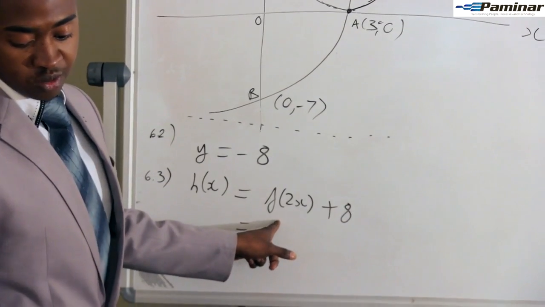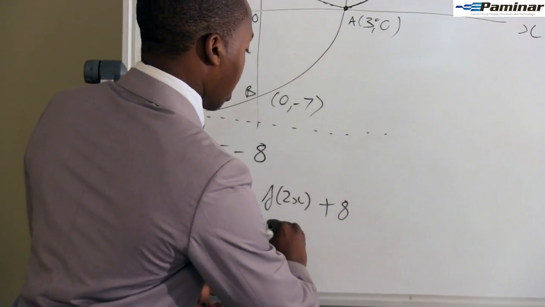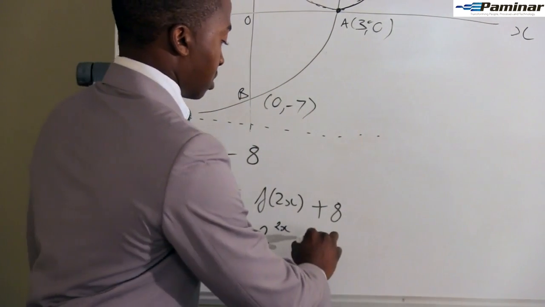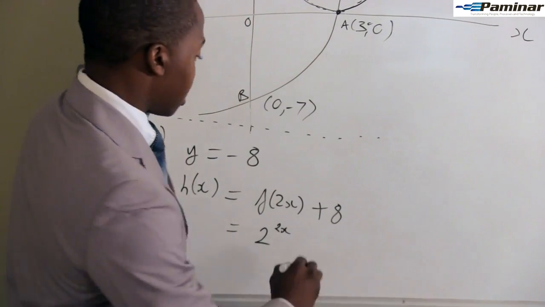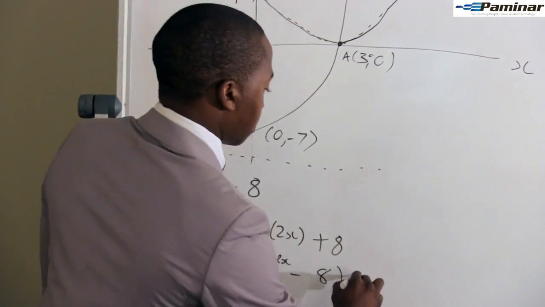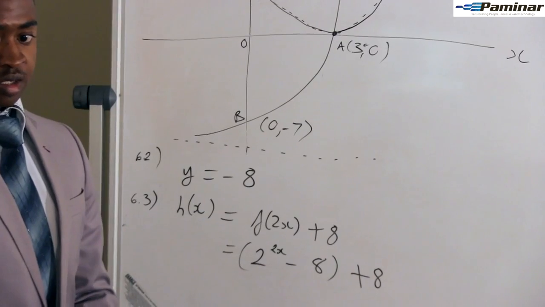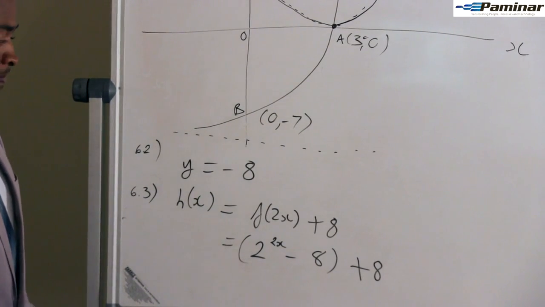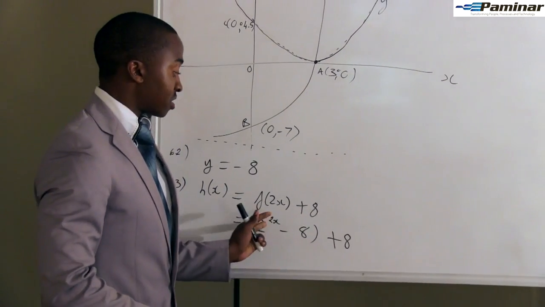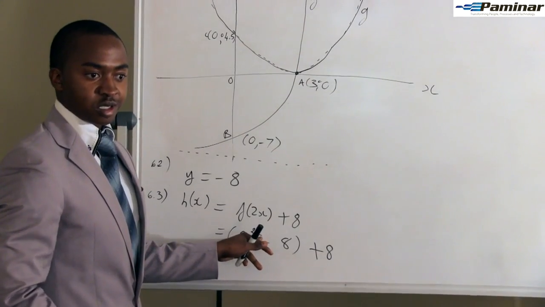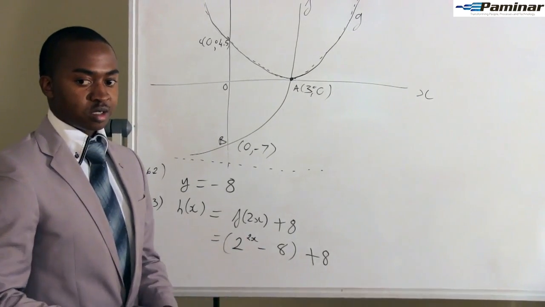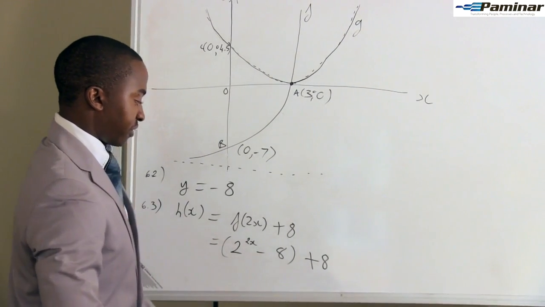So f of x was 2 to the x minus 8. We'll substitute 2x where the x should be, and then it's minus 8. That's the substitution for f of 2x. And the last part is the plus 8. Does everyone follow this step? If it was just a normal constant, we would substitute a number. But now we substitute an actual function, 2x. Then this we can simplify further.